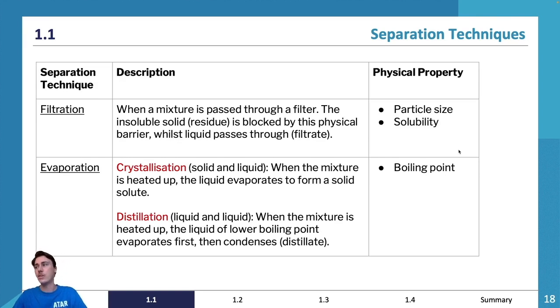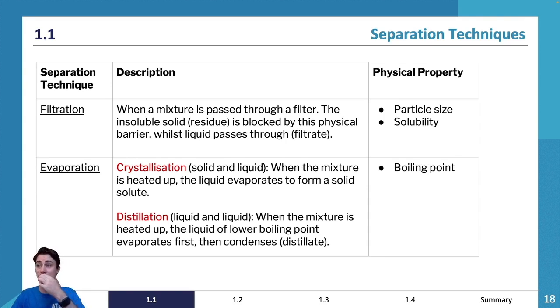So filtration and evaporation, how do they work? Filtration is about particle size and solubility. Now, solubility is the ability for something to dissolve in water, and it is a physical property. So a description: when a mixture is passed through a filter, the insoluble solid is blocked by its physical barrier whilst liquid passes through the filter. It's like a coffee filter in a sense, and you pour your mixture through it. You separate your solids from your non-solids, and the liquid passes through and it's filtered.